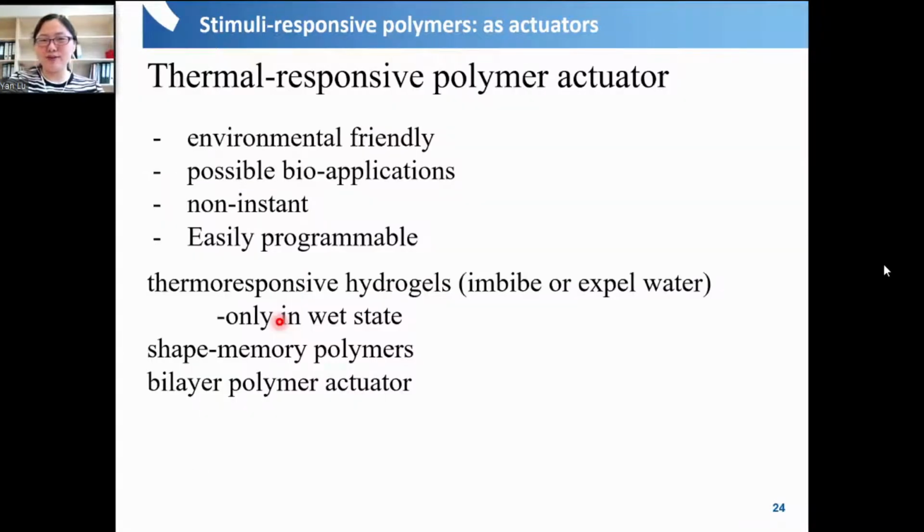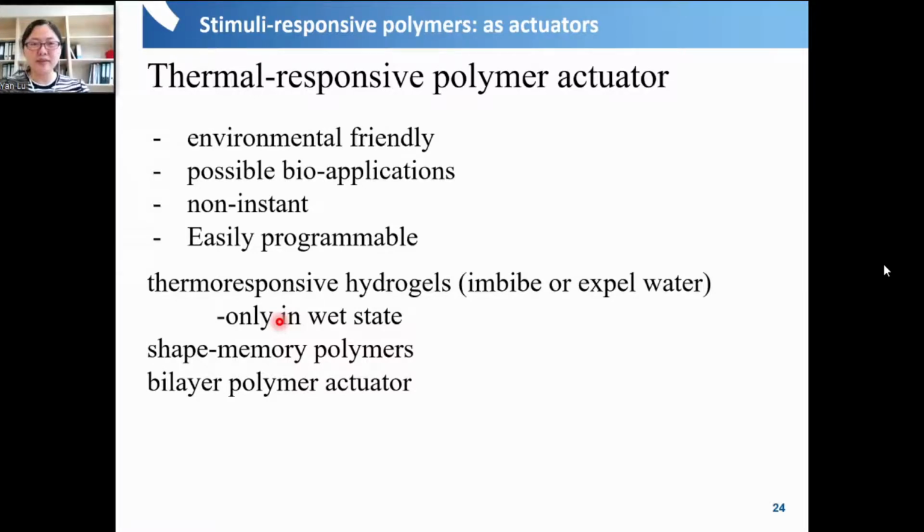Of course, you can also do the similar using temperature, thermal responsive polymer actuators. In this case they are environmentally friendly because you use only temperature as the stimulus. Depending on the polymer system you choose, they can also be biocompatible, so they can be used for bio applications. And of course, they can be very easy to design and synthesize.